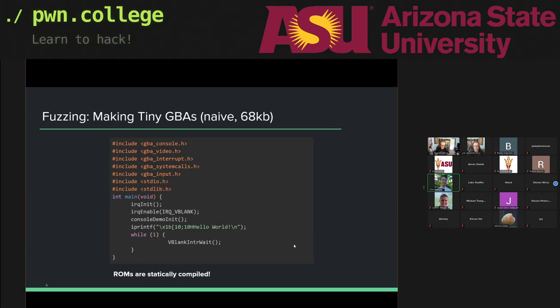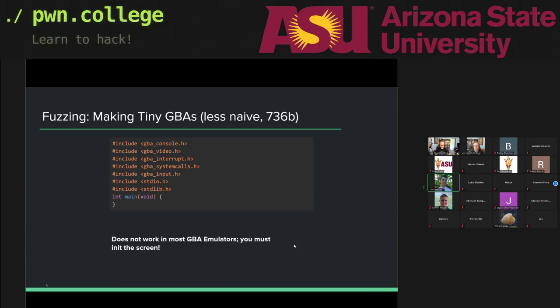For some of you, it may seem small, but 68 kilobytes is kind of massive to be doing thousands of executions per second on and changing in a significant way. It's way too big to start with. So I did a naive cut and I just cut out all of the instructions. And now we're left with 736 bytes, very tiny. Of course, it's not good because for any Game Boy Advance emulator, you have to actually init the screen. There needs to be some screen action or it's just a broken GBA. And that kind of makes sense.